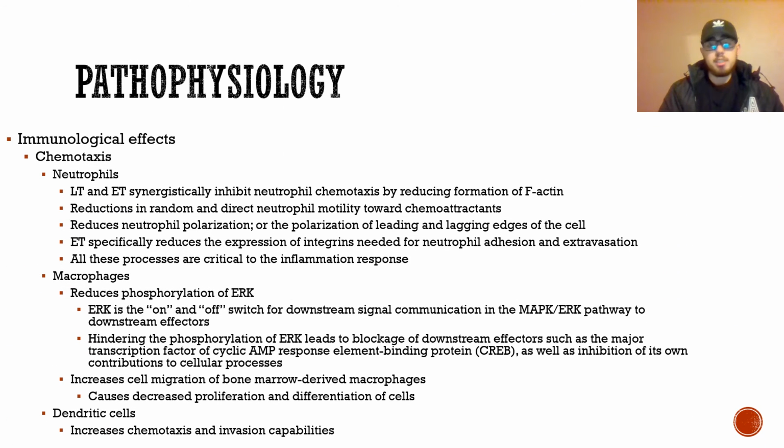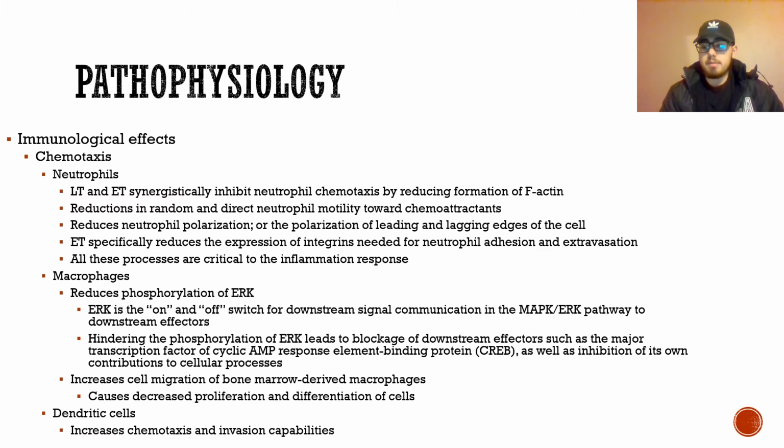Now for pathophysiology. We're going to start with the immunological effects, which are the effects on the immune system, and we're going to begin with chemotaxis. Chemotaxis is basically movement of a motile cell or organism, or part of one, in a direction. Now for neutrophils. Lethal toxin and edema toxin synergistically inhibit neutrophil chemotaxis by reducing formation of F-actin. F-actin is very important. It's a crucial protein for cellular function, such as cell stability, morphogenesis, cell division, endocytosis, and cell migration. And it's also important for motility, or the ability for a cell to move. This reduction in formation of F-actin will reduce random and direct neutrophil motility toward chemoattractants.